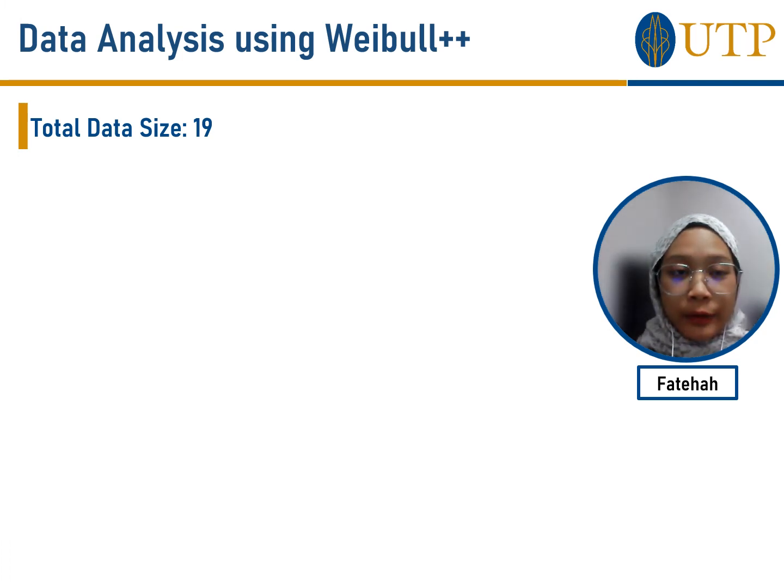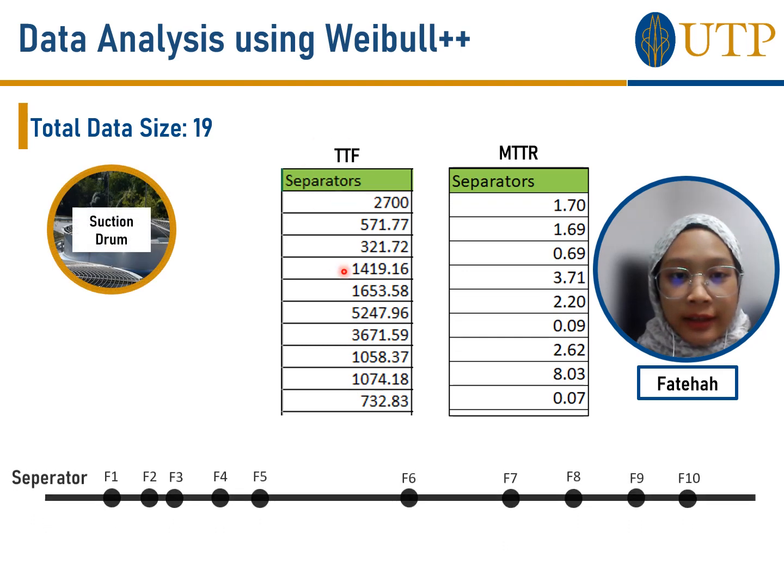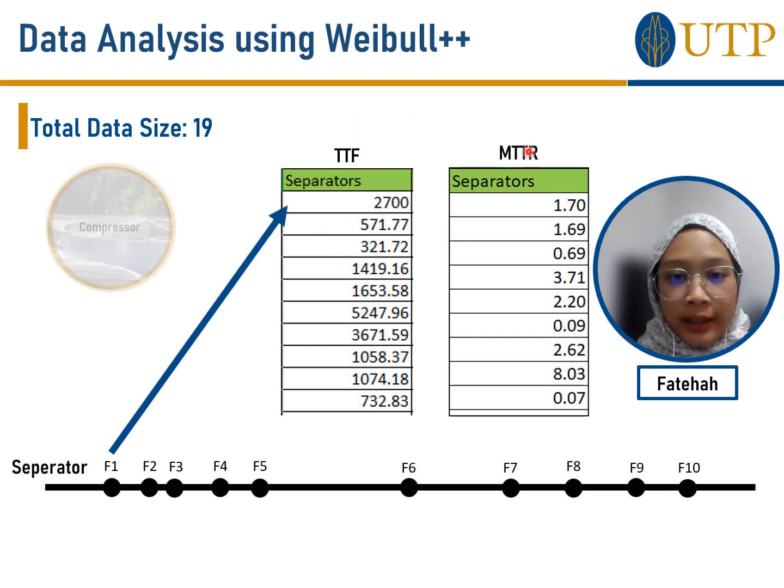My name is Fatiha from Group 11. The project was initially provided with a total data size of 90 equipment of separator, slug catcher, turbine, and so on. Then the raw data looks like this. There is total time to failure and the mean time to repair.